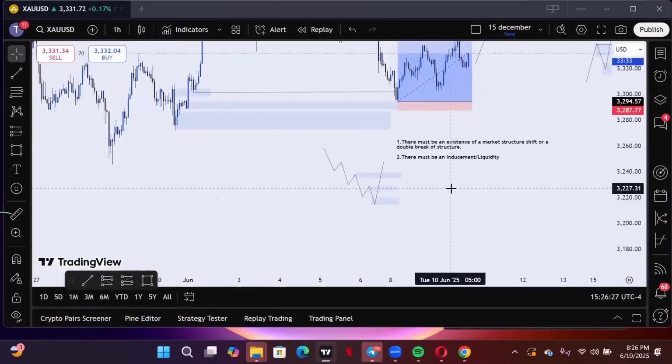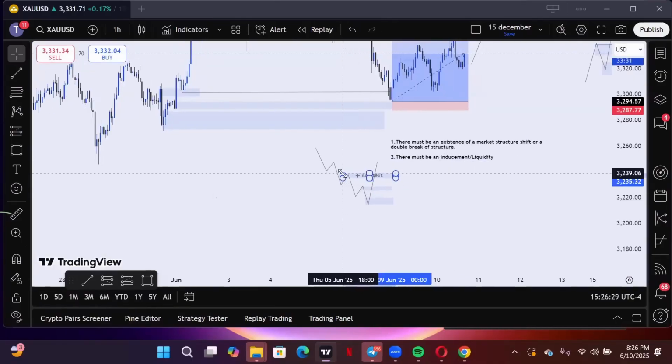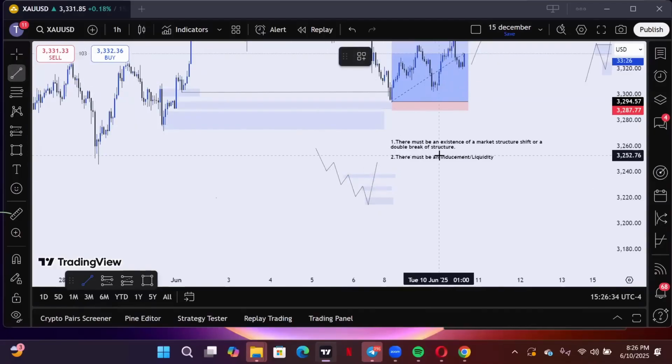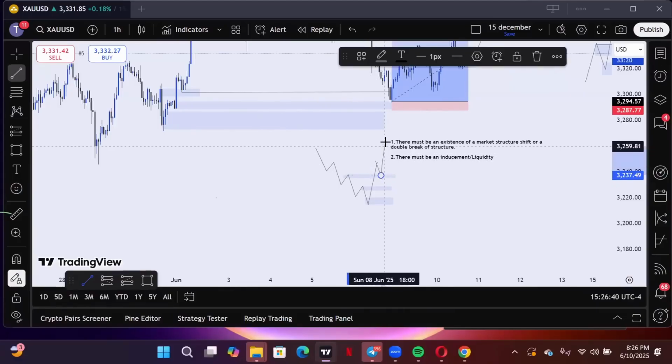So in this scenario, this is what you will now do. If market has given you a structure shift, the next thing is to ensure that there's an inducement or liquidity. So I'm expecting market to give me a pullback before eventually pushing back up. So that is the second rule. There must be an inducement or liquidity.